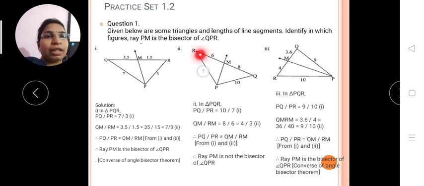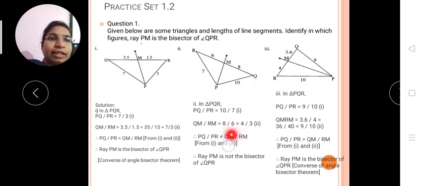Now students, in the second triangle, you have to find out PQ upon PR and QM upon MR. PQ upon PR is 7 by 10, QM upon MR is 8 upon 6, so it will come 4 by 3. So these two are not equal, which means that ray PM is not the bisector of angle QPR. In the third, find out PQ upon PR, which is 9 by 10, and QM upon RM.